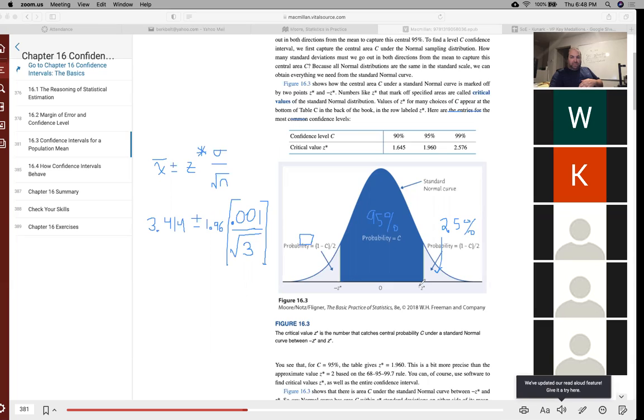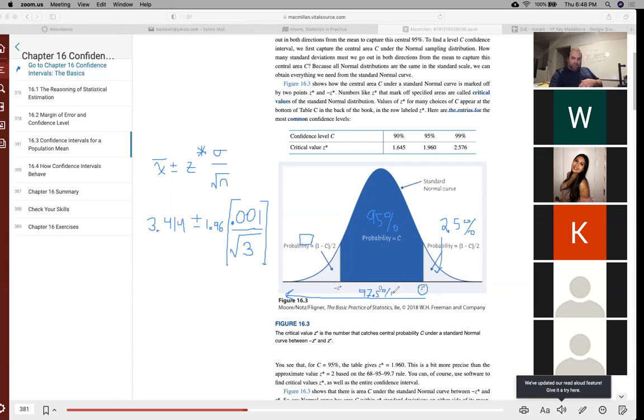Which means to the left of z star is how much? What percent is to the left of z star? Well, 2.5% is to the right of z star, but how much is to the left of z star? It's 97.5%, right?